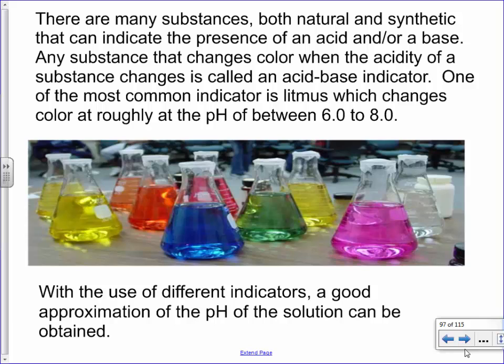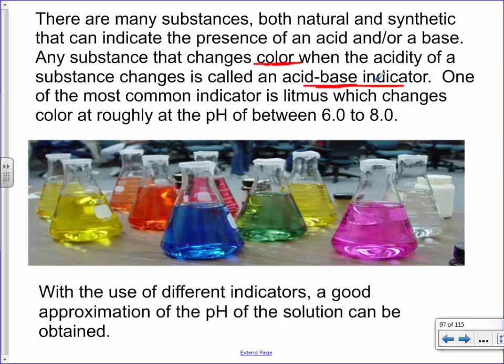Well, today I want to talk to you guys about another empirical test, and it's going to be the focus of our next lab on Thursday. They're called indicators. So there are many substances that can indicate the presence of an acid or a base, and if it changes color, it's called an acid-base indicator. You guys have already worked with one of them. Litmus paper is actually a piece of paper where they put an indicator on the paper.